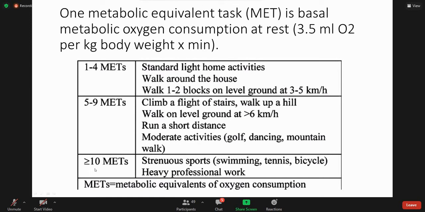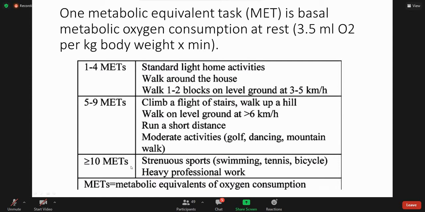And if the patient has greater than 10 METs, he or she can perform strenuous sports such as swimming, tennis, bicycle, football, and can perform heavy professional work. So like at your age, at my age, at all our ages, the MET score should be greater than 10.